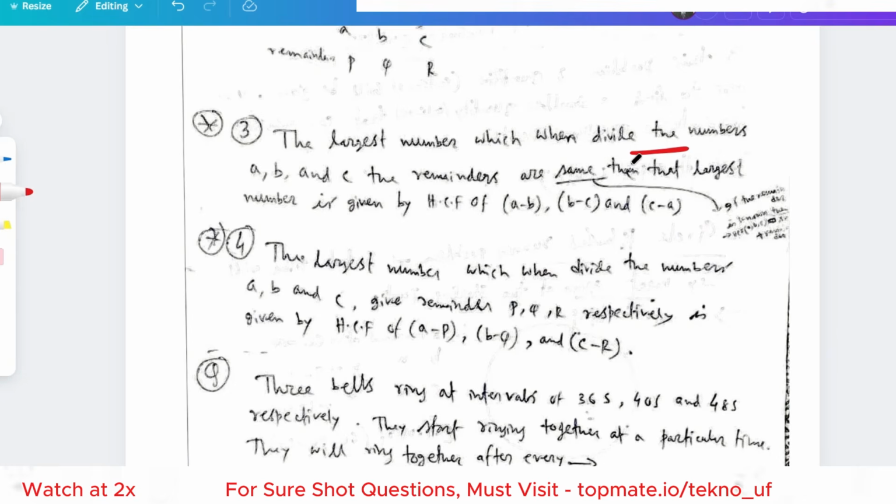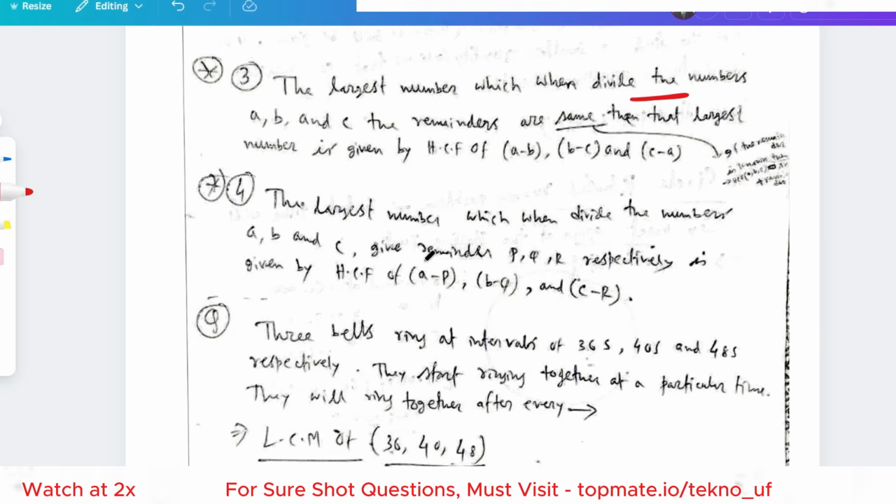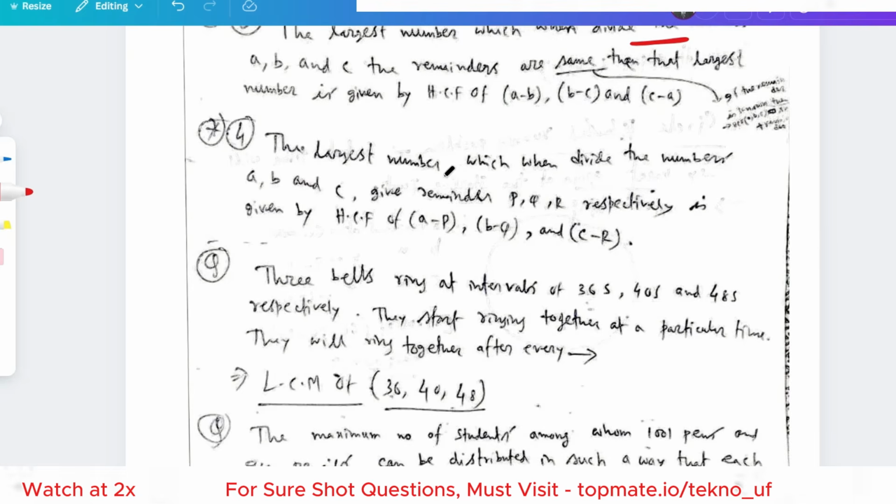So the first case is where the remainder is the same. In that case, how do we get the number? The number will be the HCF of a minus b, b minus c, and c minus a. Okay, and for the last case, that is the largest number which, when dividing the numbers A, B, C, gives remainders P, Q, R respectively. That means different remainders.